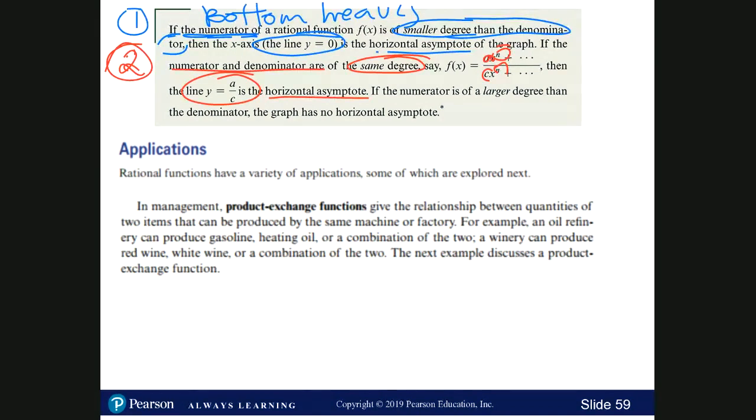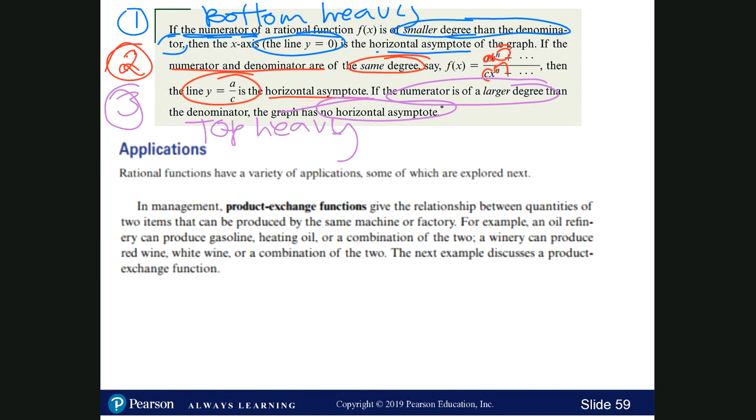Now, the third case is going to be when the numerator has a larger degree. We refer to those as top heavy. And for those top heavy rational functions, there is no horizontal asymptote. They do have another type of asymptote, which is called a slanted asymptote, but we're not going to cover those in this class. All right.